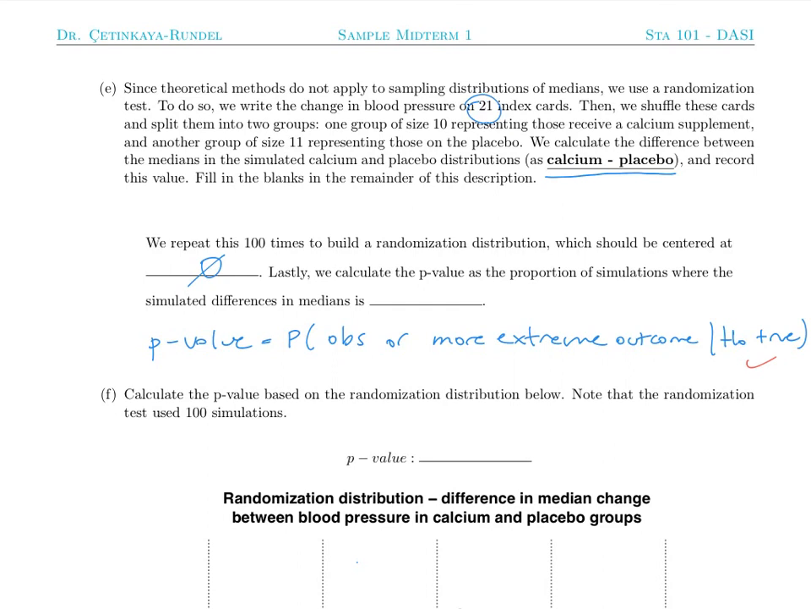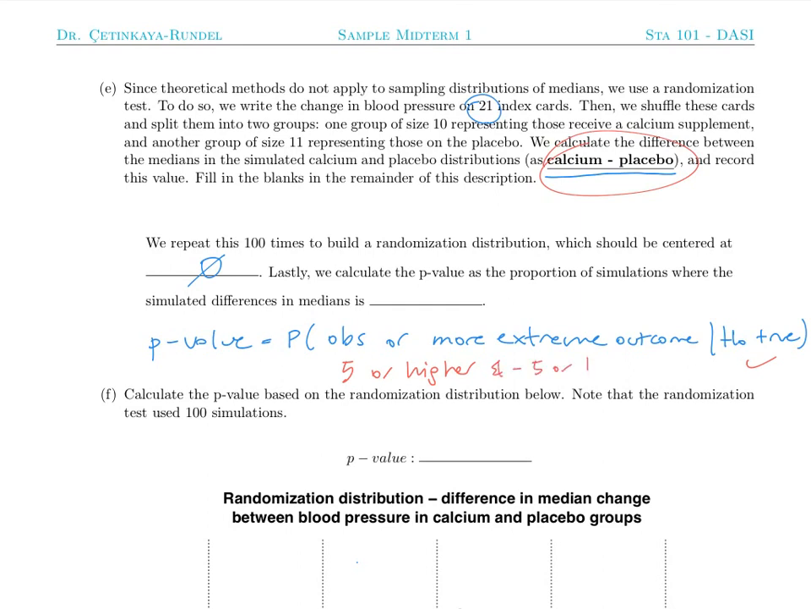So what was my observed outcome? 5. And how do I know it's the 5 and not the -5 for this particular scenario? Because the order is given to us now. So 5 is the observed. What does more extreme mean in this scenario? Greater than 5. 5 or more, or 5 or higher. I'm not done. And -5 or lower.